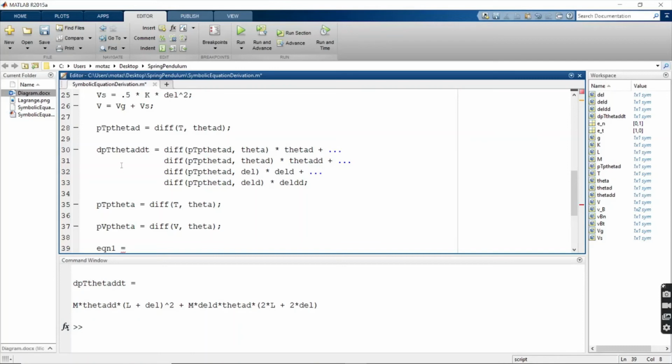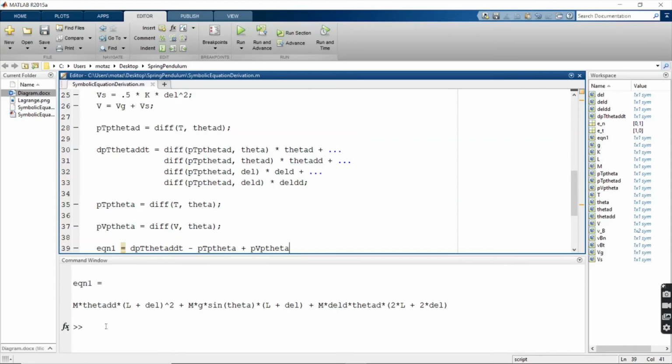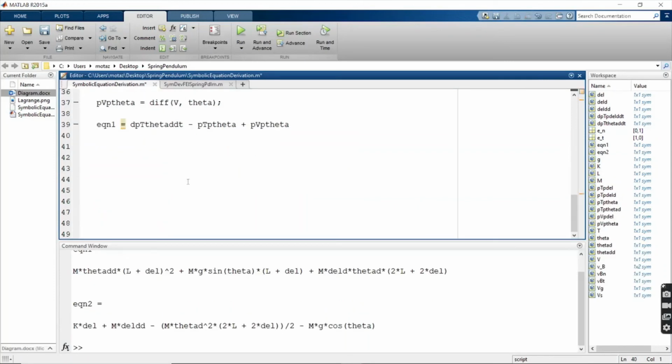Okay, so we take this term, subtract the second term, and add the last term. And let's take a look at what equation 1 looks like. So that's our first equation. Okay, that's the first equation with respect to the first generalized coordinate, which is theta. So we're going to repeat the same process using the second generalized coordinate, which is del.